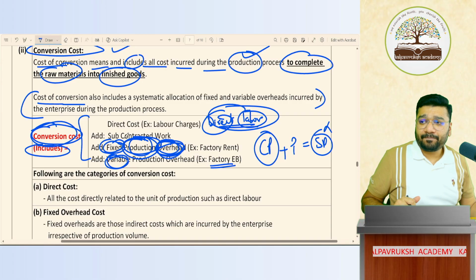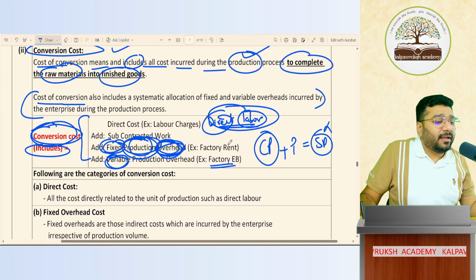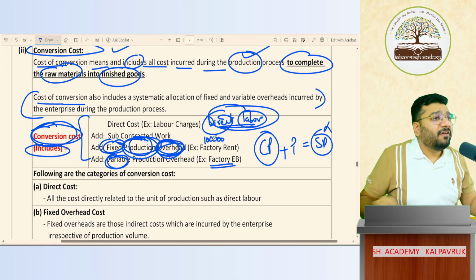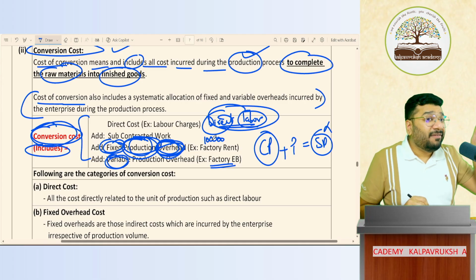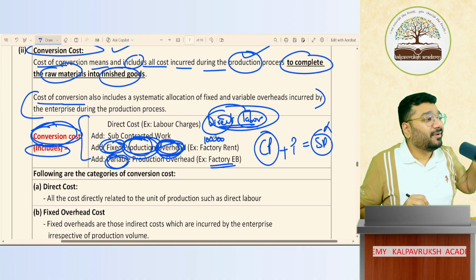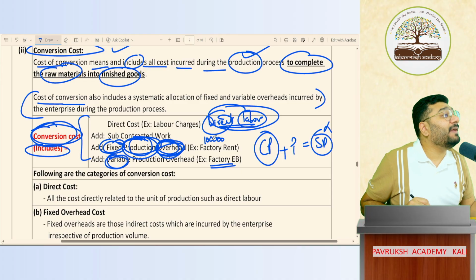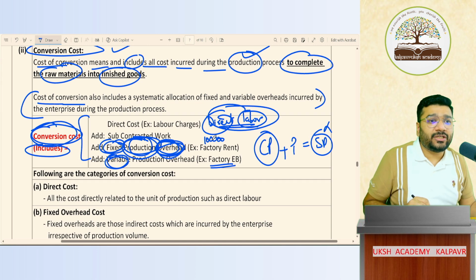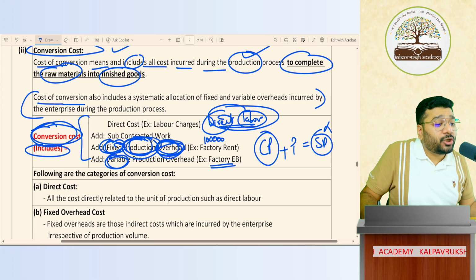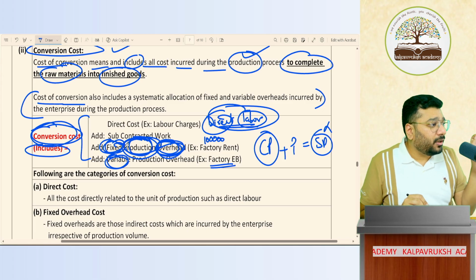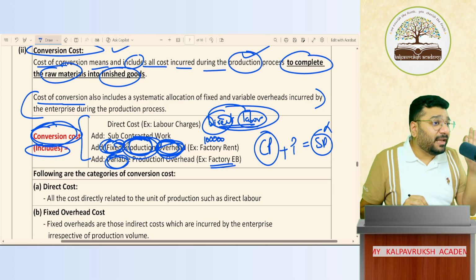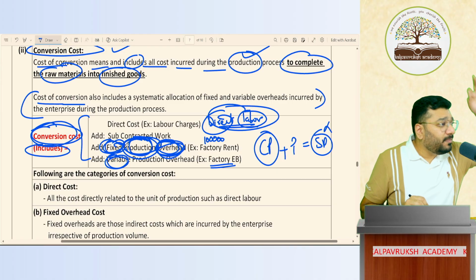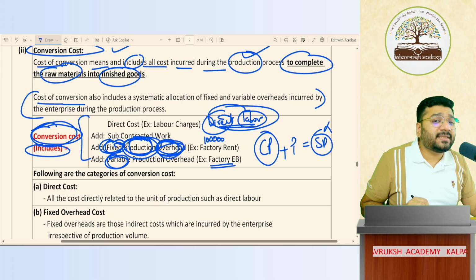Tell me one thing. I have to pay every month a factory rent of 1 lakh rupees, whether I do production or not. Whether I do 1 lakh production or 2 lakh production or 10,000 production, I have to pay rental every month. Such kind of expenditure is called fixed production overhead. Irrespective of your manufacturing level, cost once incurred will continue to be incurred.